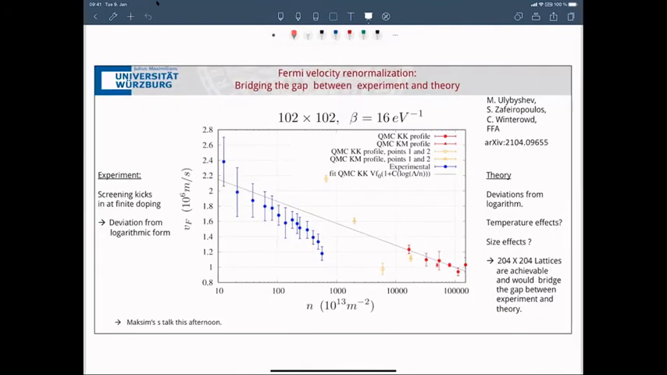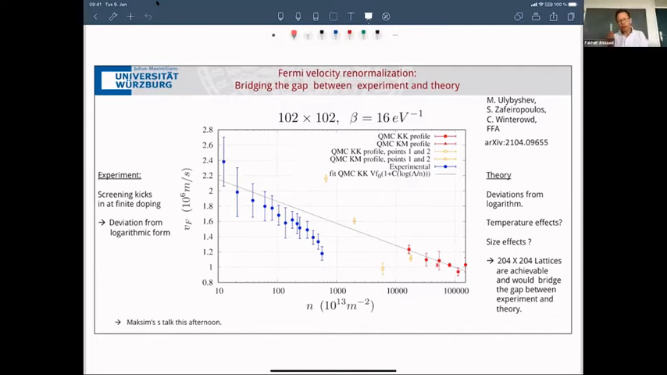So beta equals 16 over eV; what is that in Kelvin? I mean, how does it compare to experiments? It's pretty high temperature. It's more than 1,000 Kelvin. It's pretty high.